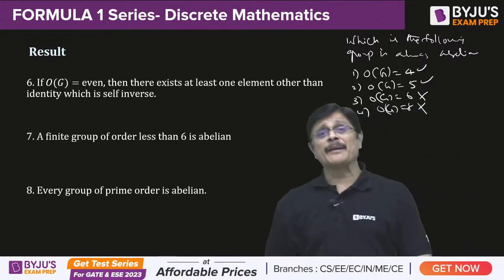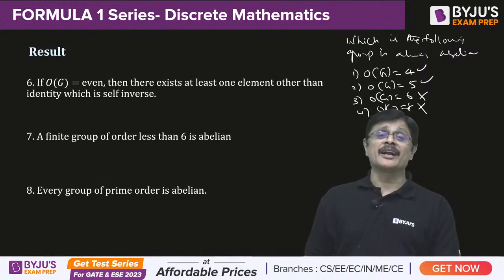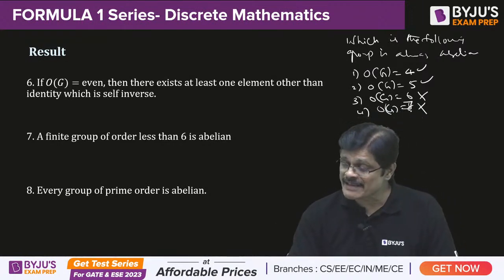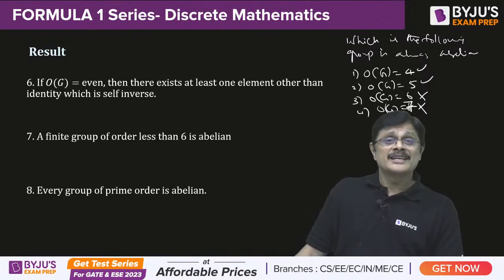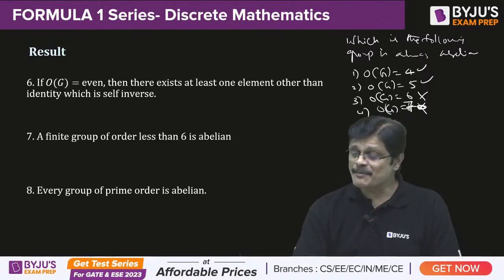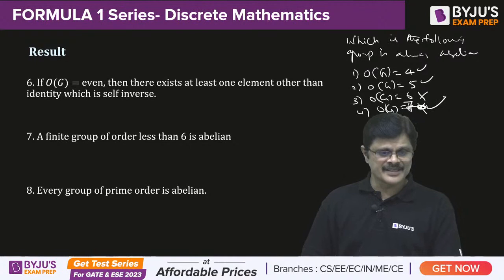And every group of prime order. Suppose the order is prime, it is 100% abelian, sir. Suppose I give 7, even though it is more than 6, because it is prime order, it is also abelian, my dear friends.